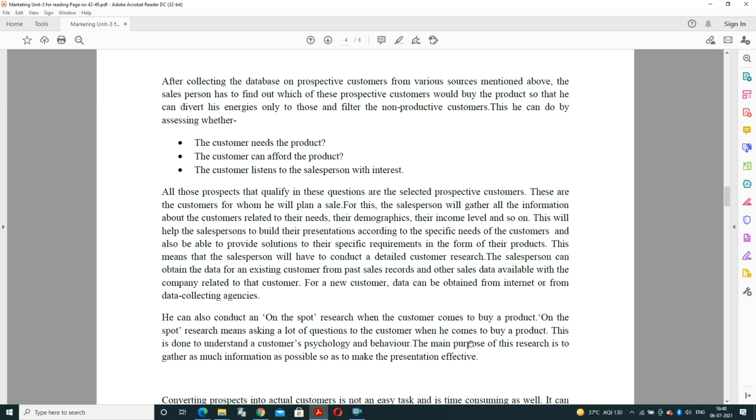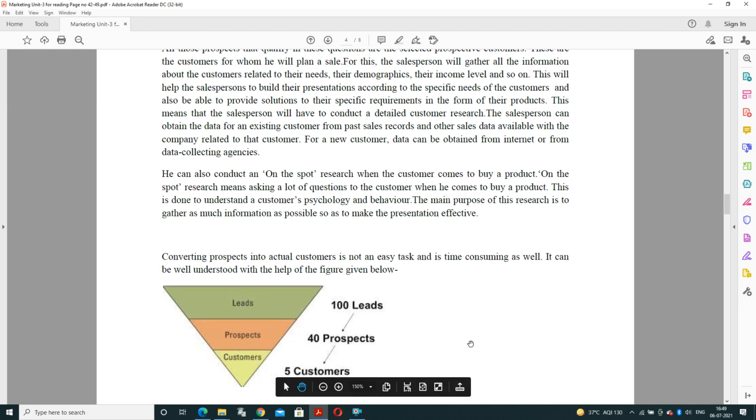Now one more important term is on the spot research. He can also conduct on the spot research when a customer comes to buy a product. On the spot research means asking a lot of questions to the customer when he comes to buy a product. This is done to understand the customer's psychology and behavior. The main purpose of this research is to gather as much information as possible so as to make the presentation more effective. It means converting a prospect into an actual customer is not an easy task.